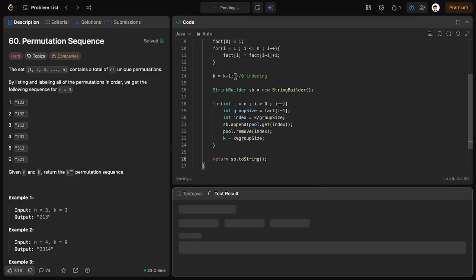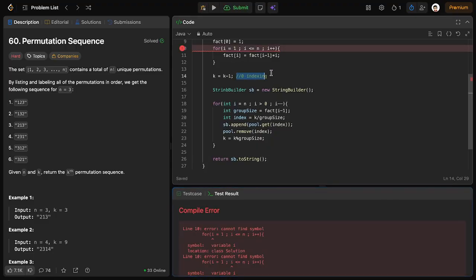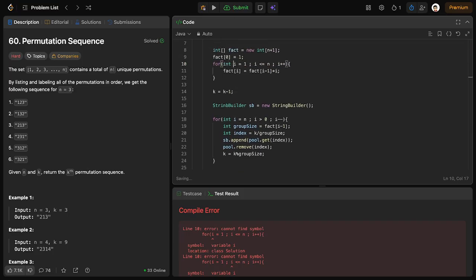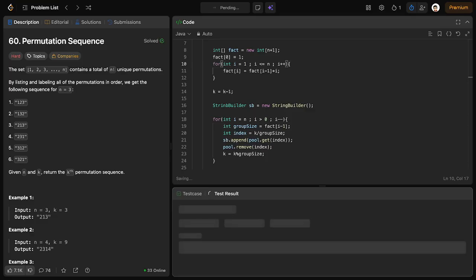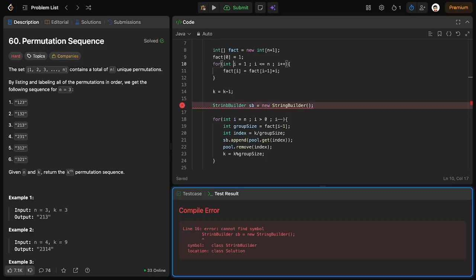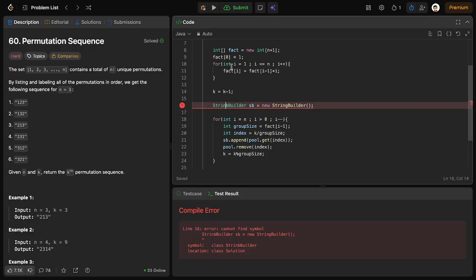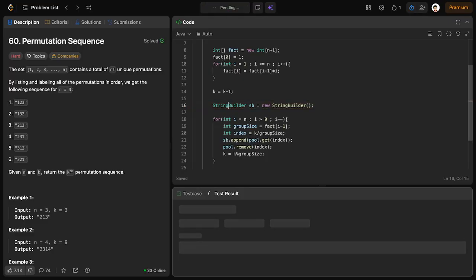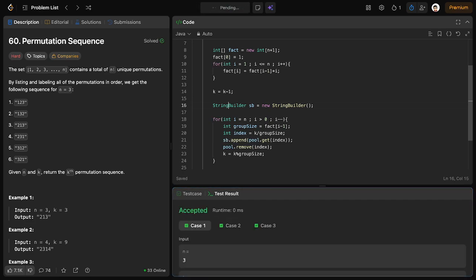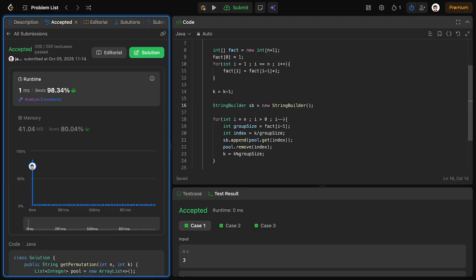Let's hope this runs. Okay, there is some error. Okay, we have not done this. I hope this works now. And string, oh my god, what am I doing? StringBuilder, new StringBuilder, and there you go, it has been accepted. Let us just submit, and oh my god, this got submitted, accepted. Runtime 1 ms, and it beats 98% people.